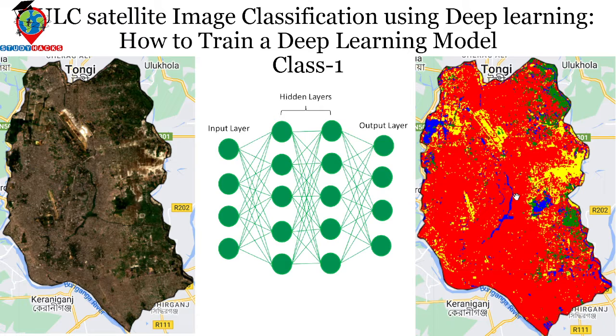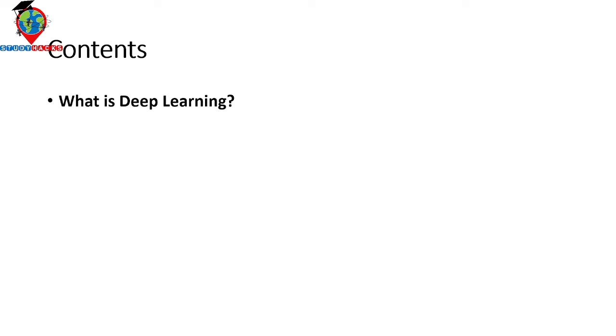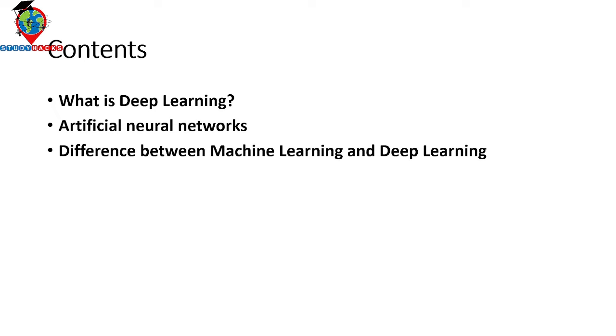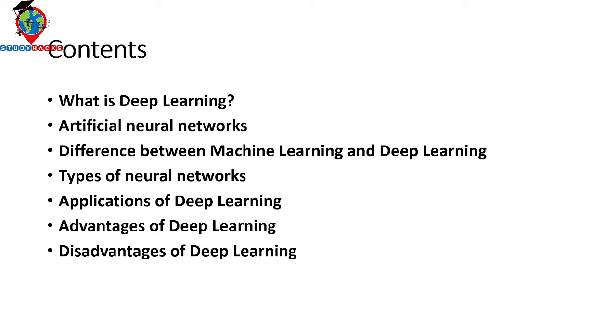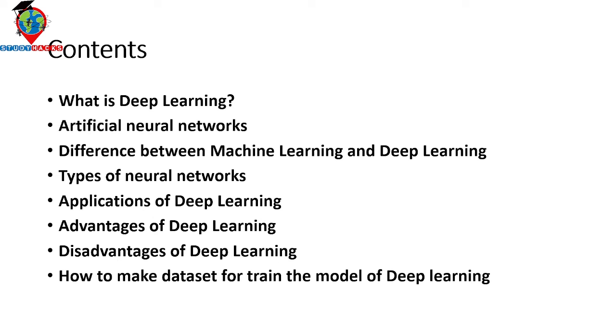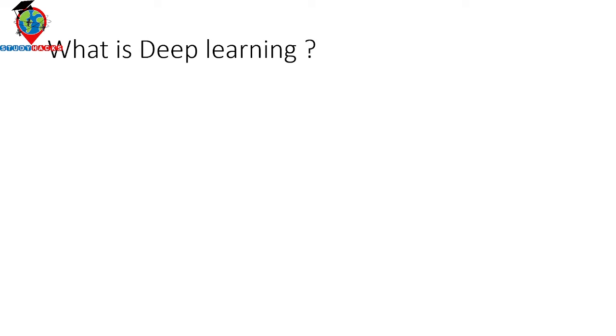So let's go. We try to start our first class on deep learning. Today's session, I will try to discuss what is deep learning, then what is artificial neural network and the difference between machine learning and deep learning, then types of neural network and application of deep learning, then advantages of deep learning as well as disadvantages of deep learning, and how to make a dataset to train the model of deep learning.